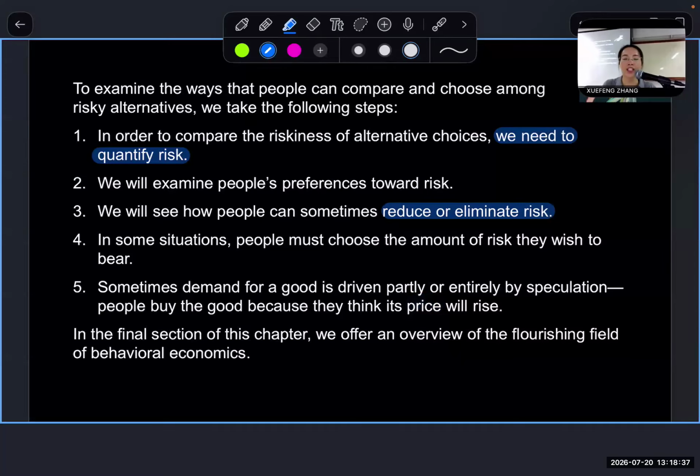This is speculation demand. In the final section of this chapter, we offer an overview of the flourishing field of behavioral economics. So at the end, we'll touch on behavioral economics. Real people don't always behave the way our clean models predict. No need to memorize this, okay? Just keep it in the back of your mind as our map for this chapter.